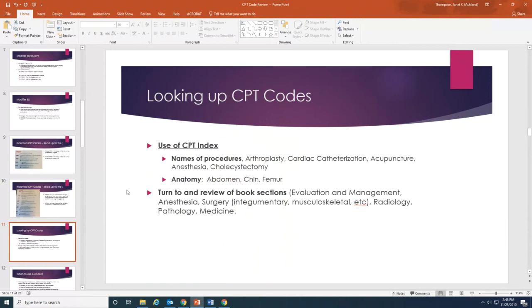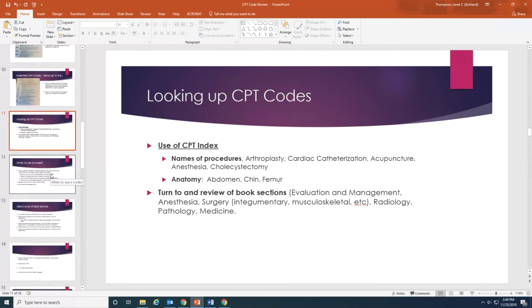And you can also turn and review book sections. Sometimes it's easier to code that way, especially for evaluation and management services. I never use the index for those. But you can turn to just the section of the book, like the surgery section of CPT with integumentary system or musculoskeletal. They have similar procedures. So there's an excision column, introduction or injections column, incision column, and it's based on the anatomy. But that's getting a little more advanced. We go over that in advanced coding class. So for now, your best bet is to work with the CPT index, looking at the names of the procedures or the anatomies.